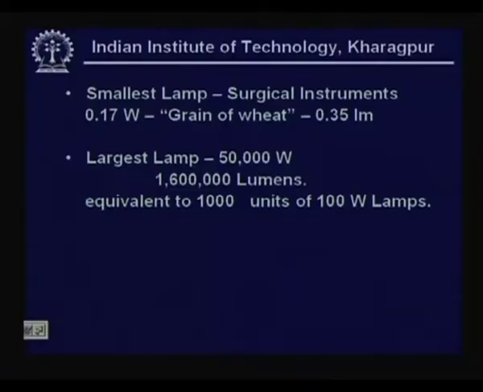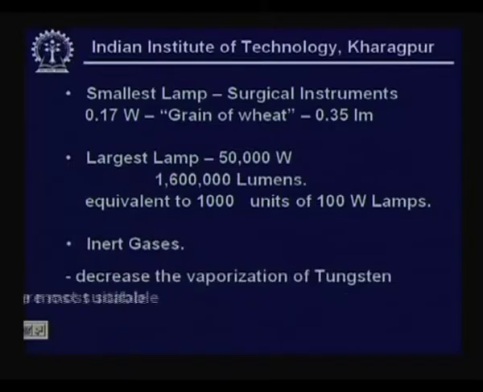The largest lamp developed is around 50 kilowatt power, which gives out about 1,600,000 lumens, which is equal to about 1000 units of 100 watt lamps. That is the kind of a thing. Remember that it consumes lesser power. That is the thing.